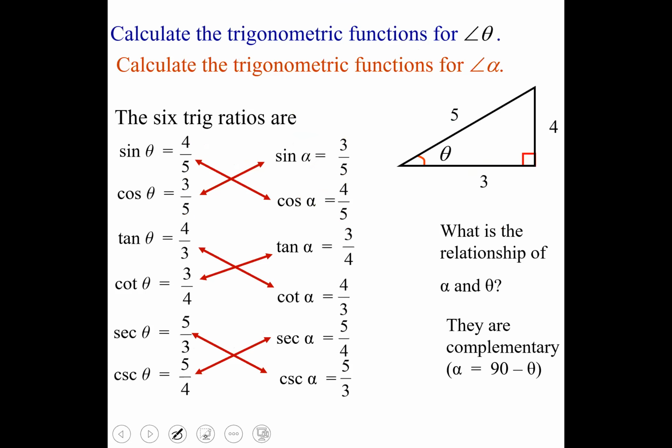This is the explanation of what I solved now. These are the 6 trigonometric ratios. You mean this is alpha? I think tan alpha is 3 over 4. This angle is alpha, and this is theta. Okay, and this is some calculation to find the sine and cosine.